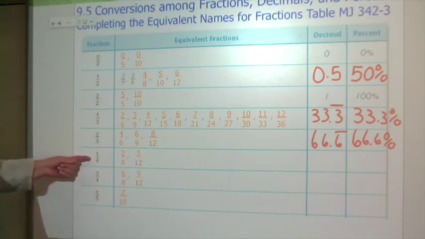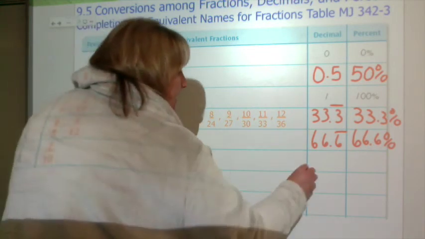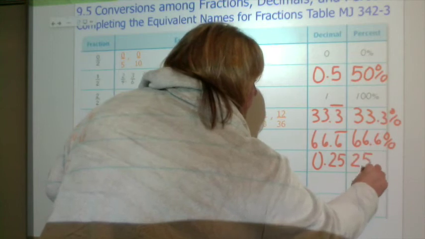1/4. Oh, we know this one. Anytime we see fourths, we automatically think 25. So 1/4 is going to be 25%. The decimal is going to be 0.25 and 25%.